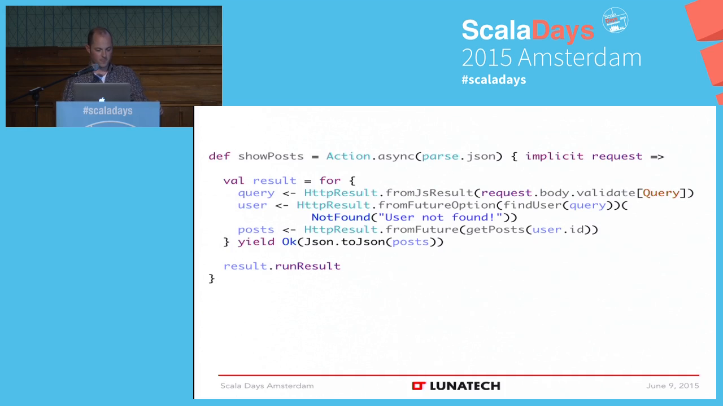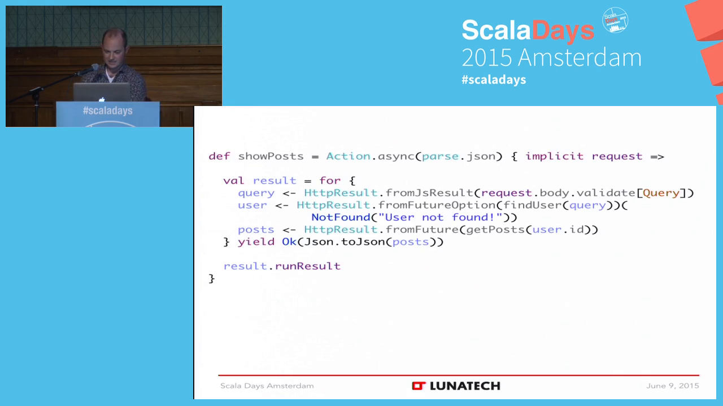So when I write Play applications, very regularly a Play action is just a single for comprehension that looks pretty close to this. A single for comprehension that we just run in the end, and that generates our response.